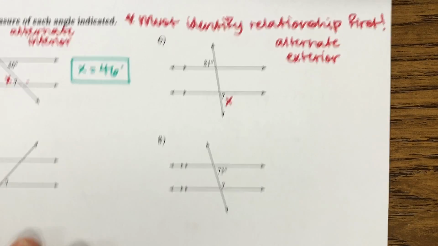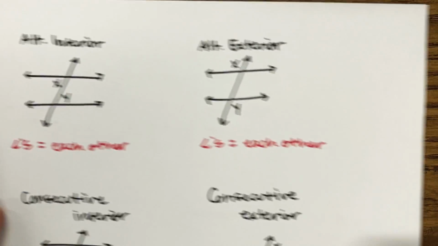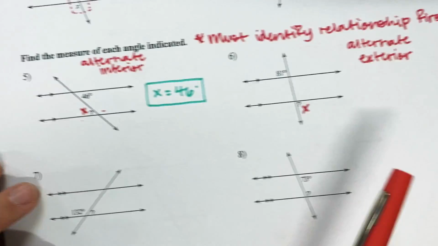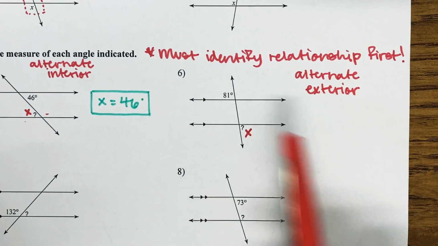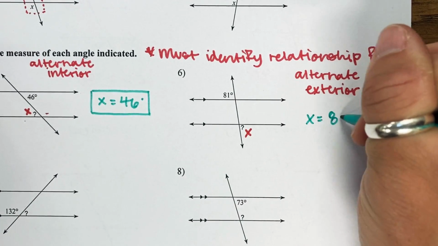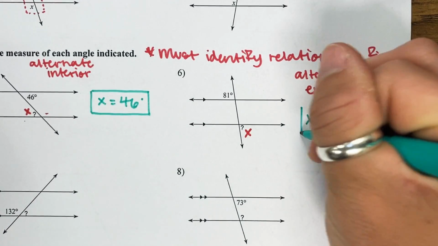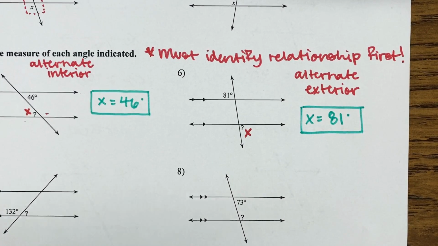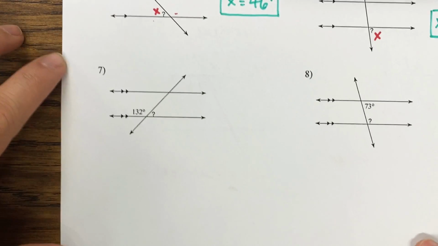Okay, well, what are alternate exterior angles equal to? Let's flip it over. They equal each other. Super easy. So we know if that guy is 81, we know that our X is also 81 degrees. Beautiful.